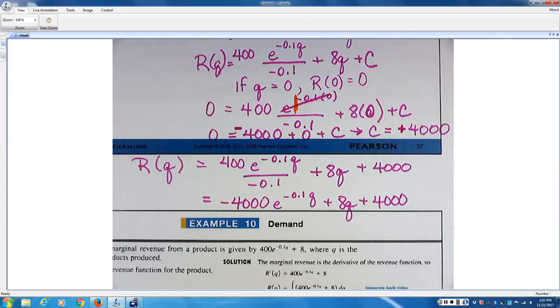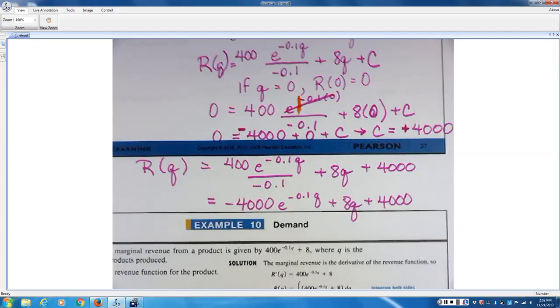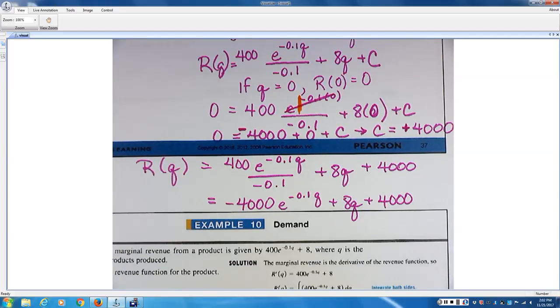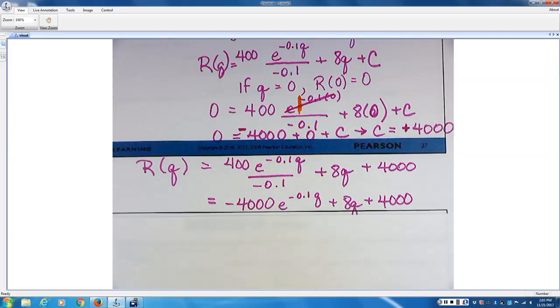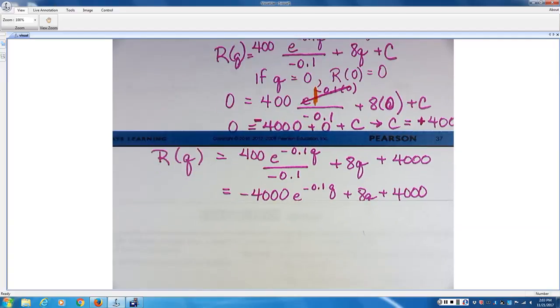Okay? So that was all part A. Now we need to do part B. Let me get another piece of paper because I have run out of room. So then part B says we need to find the demand function.